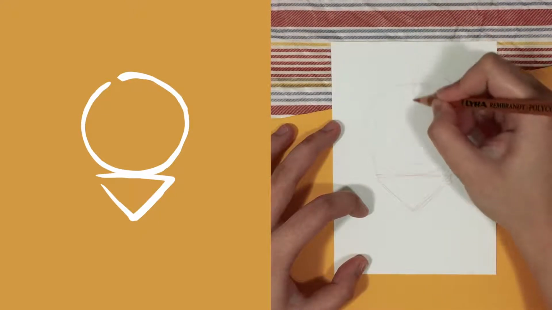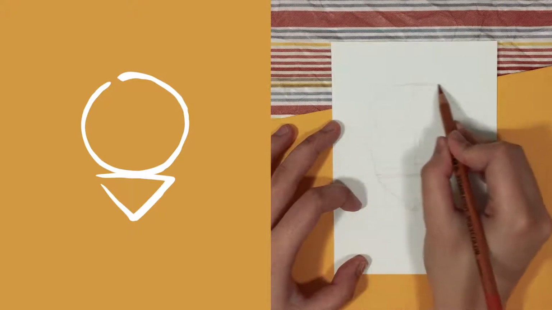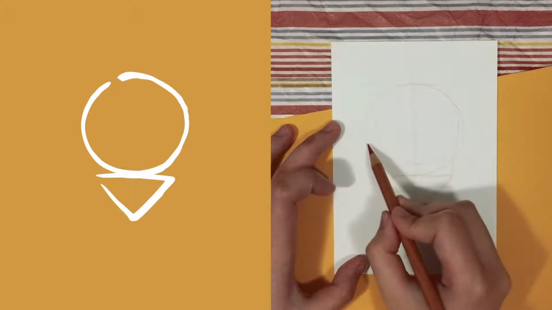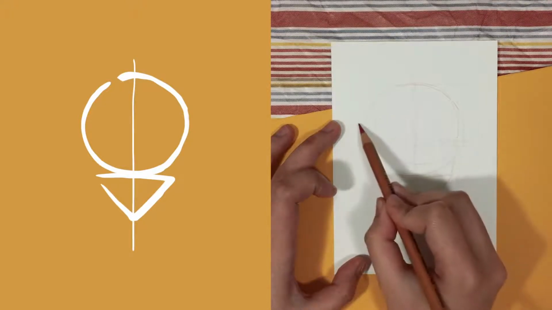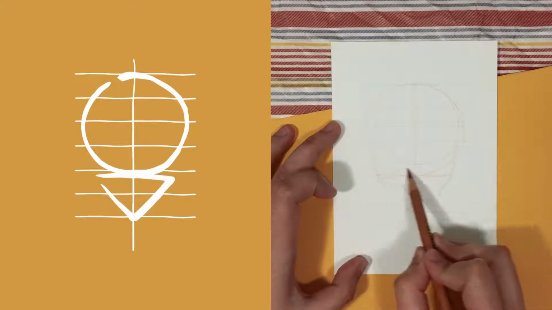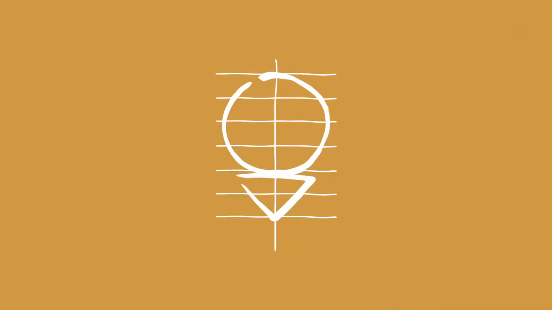Now that we have the basic head shape, let's add in the guidelines for the facial proportions, which is the ratio that I like to use. Let's start by dividing the head into 2 vertical sections and 6 horizontal sections, so that we end up with a total of 7 horizontal lines. I've named each line as line 1, 2, 3, and so on, so that it's easier to explain.